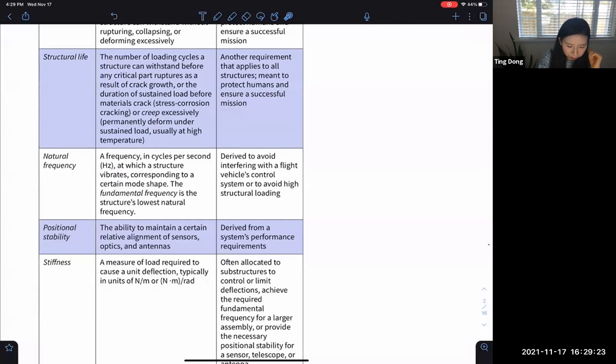We also want to make sure that if we have sensors, optics, or antennas on the EV, a deformation does not cause misalignment of the sensors, optics, or antennas, otherwise they won't function properly. So these two are more related to the deflection part.